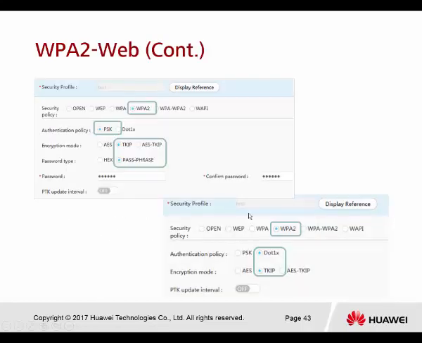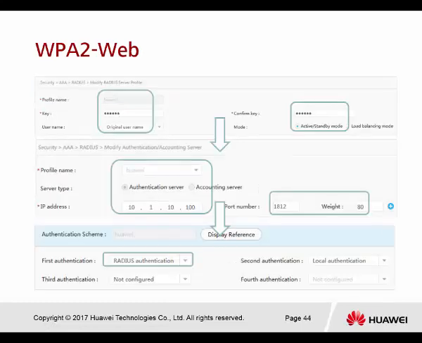So the WPA2 web. So select WPA. Right now I want to do the PSK. Okay, select your encryption mode and your password. And you also can choose the 1x. Okay, they have many different types of configuration.